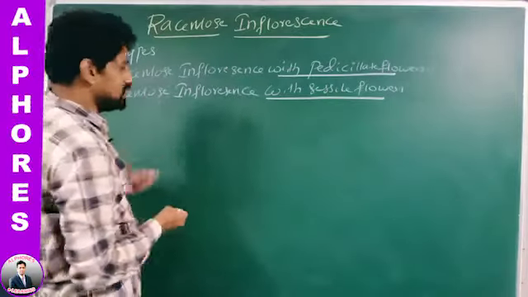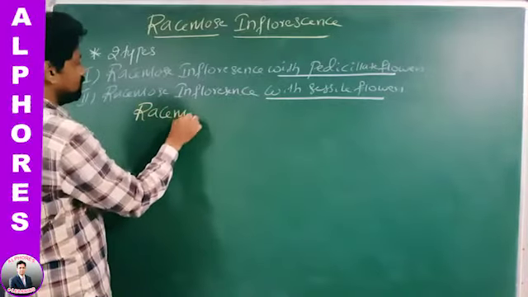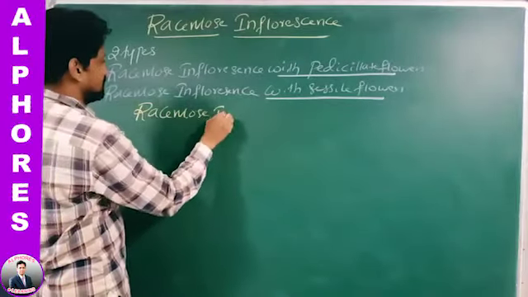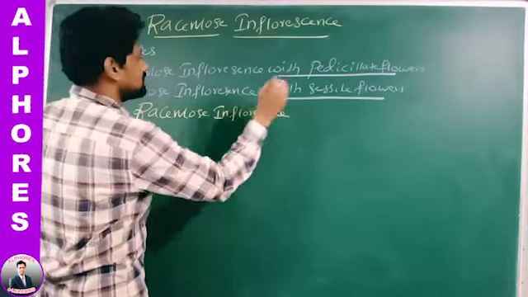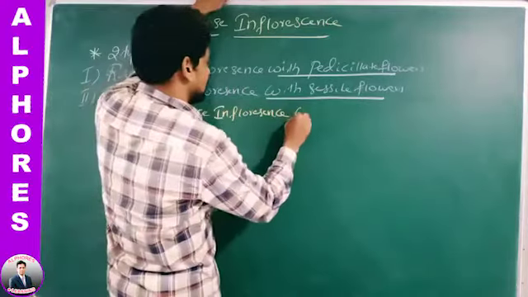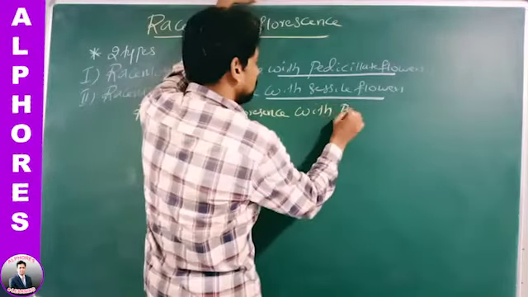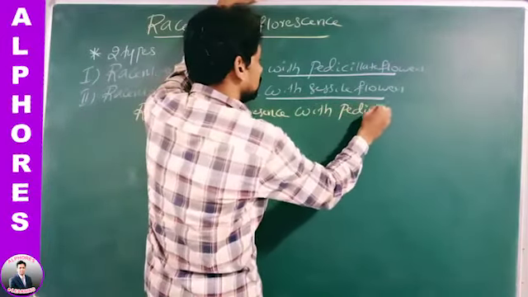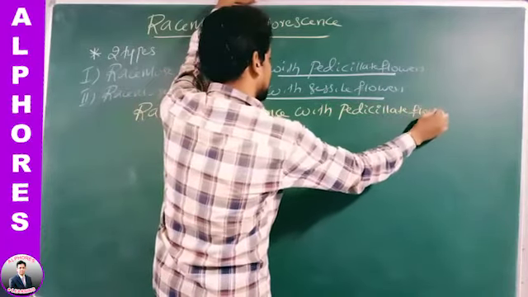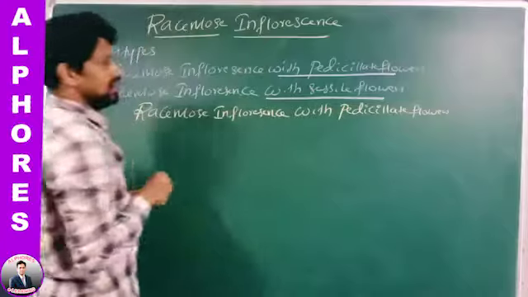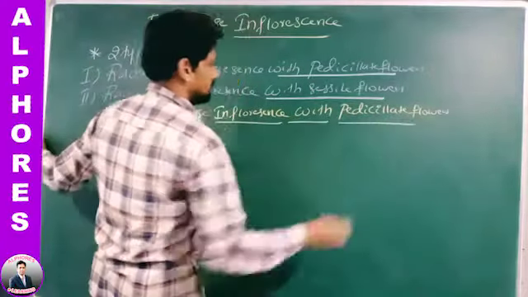Okay. Go for the first one. What is it? Racemose inflorescence with pedicellate flowers. Racemose inflorescence with which flowers? Pedicellate flowers.